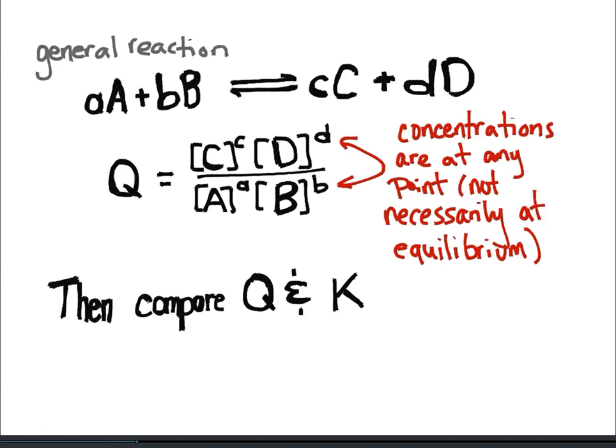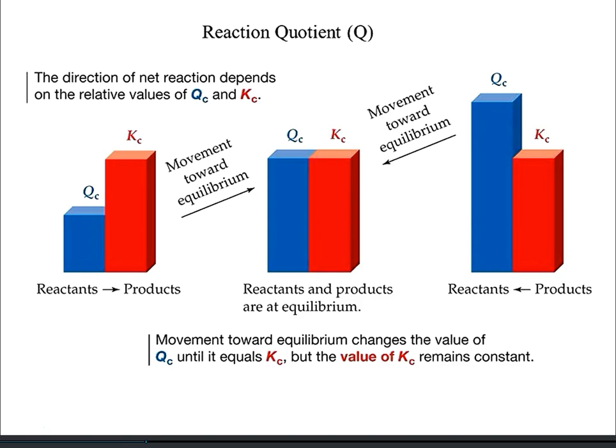But if it's not equal to K, then the reaction will move in one direction or the other to achieve equilibrium. So that's what this image is showing you from the book. The middle image is when Q equals K, and that means that you're at equilibrium because you've plugged them into the equilibrium constant expression or the reaction quotient expression. And when they are equal, that means that you're at equilibrium.